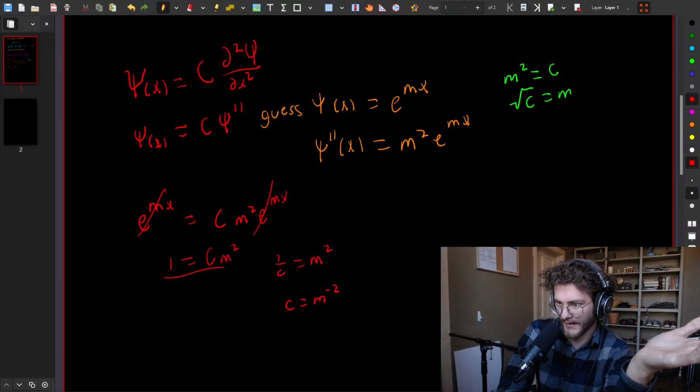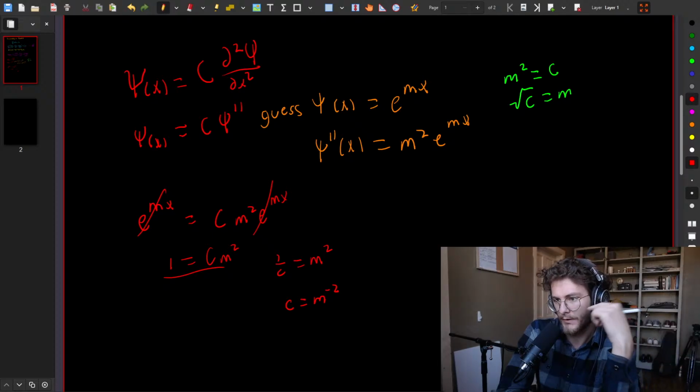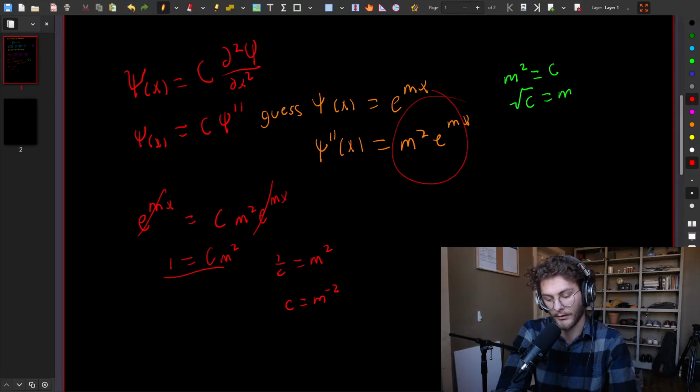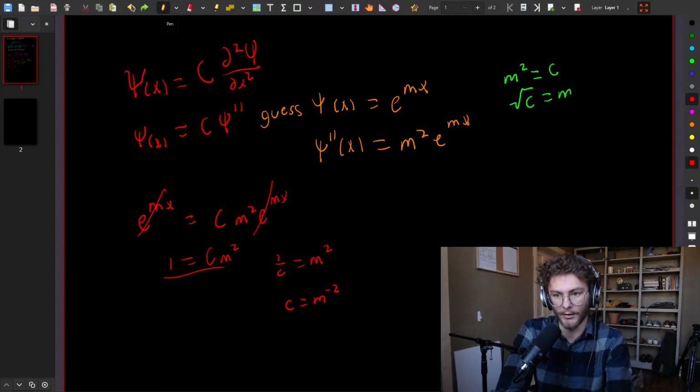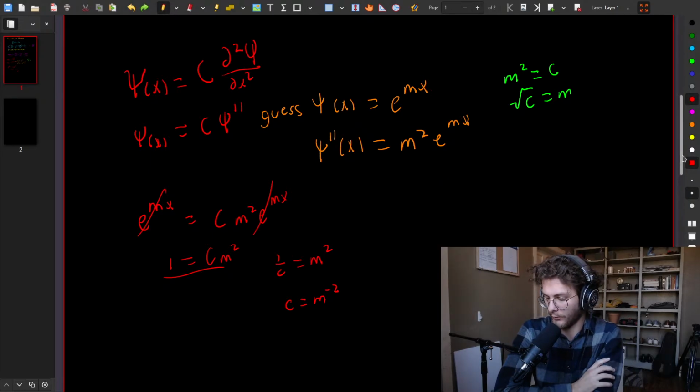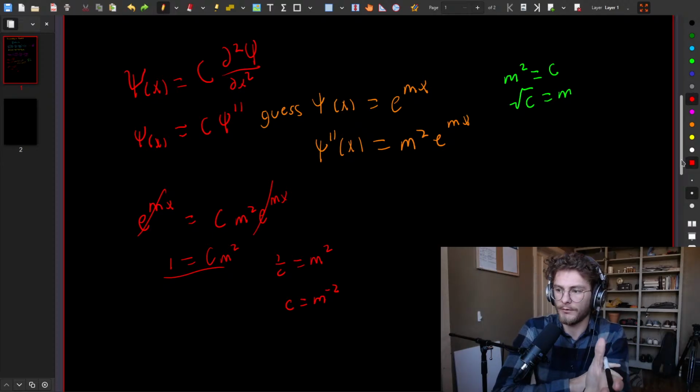So now that we've done that, we can say, okay, c equals m to the negative 2. And we now know that psi double prime of x, or partial squared psi partial x squared, is equal to this thing here. Now we know, we've tested it out, that's true. Okay, cool. Guess what we have to do to the other two equations? We just have to do the exact same thing.